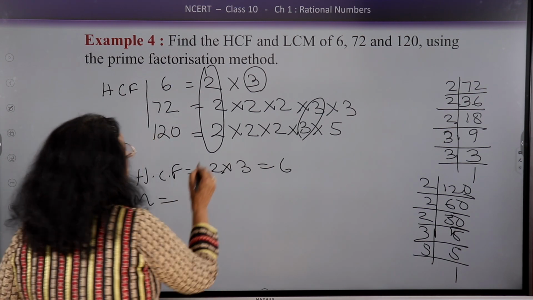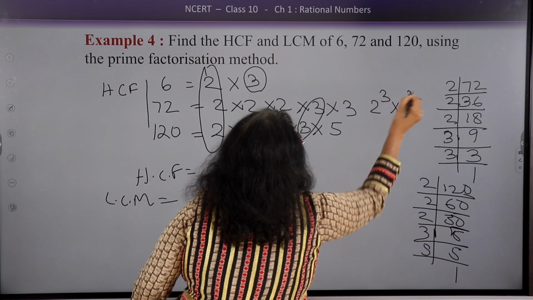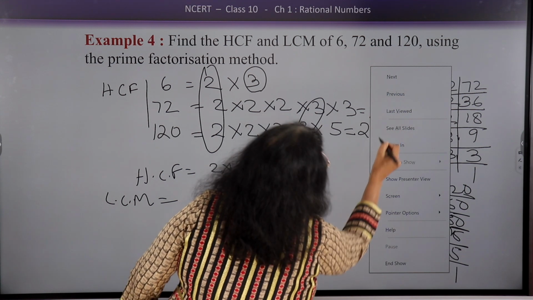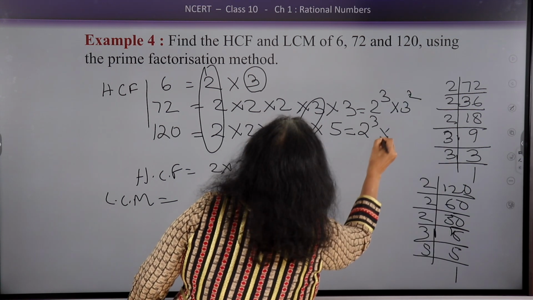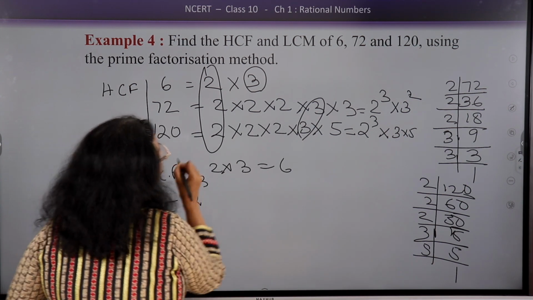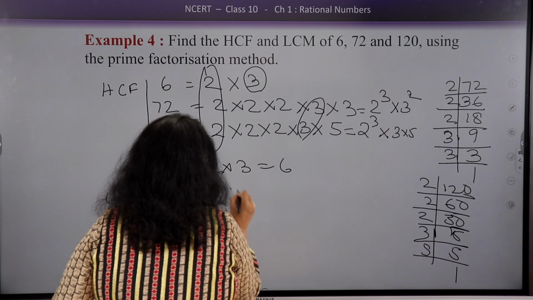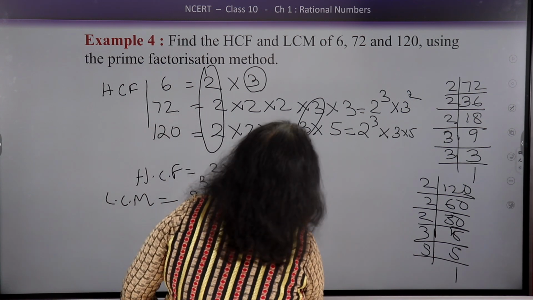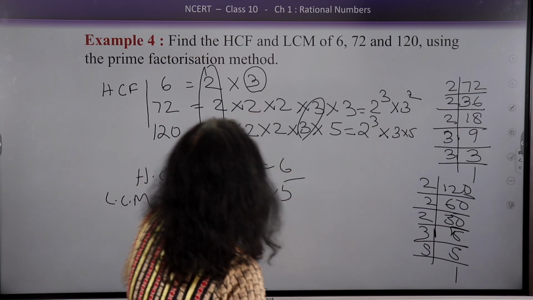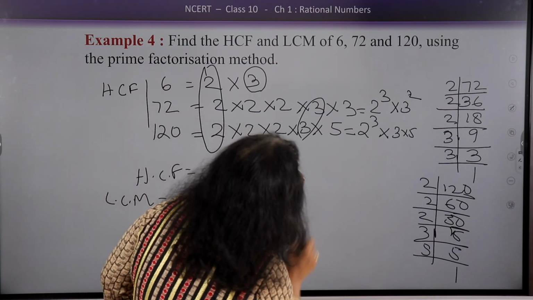As I told you, the highest powers. For 2, here is 2 cube into 3 square. All right. And here 2 cube into 3 into 5. Now for 2 the highest power is 2 cube. Then comes 3. Here the highest power is 3 square. And then the number is 5. Only 5 is left. 2, 3 has been done, 5 is left. 2 cube into 3 square into 5.